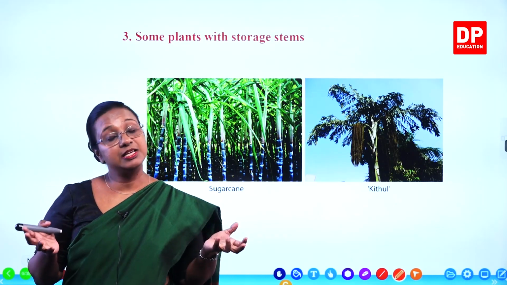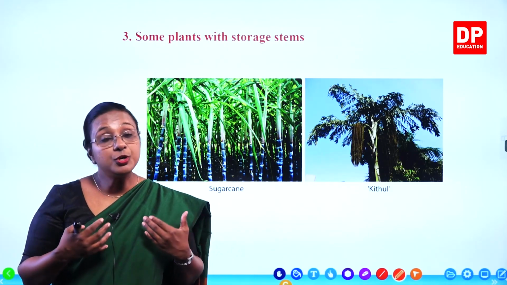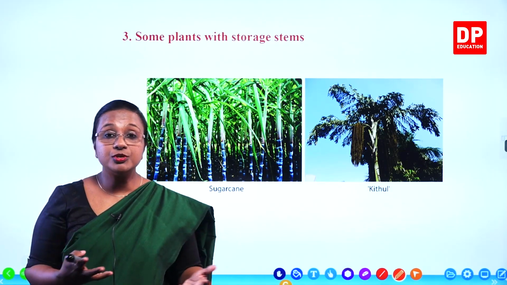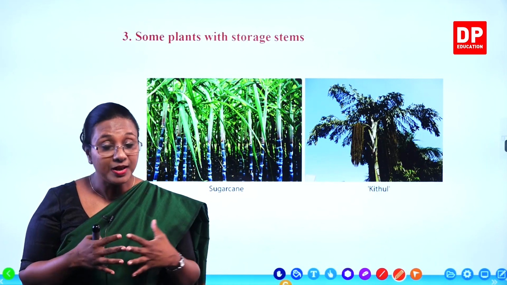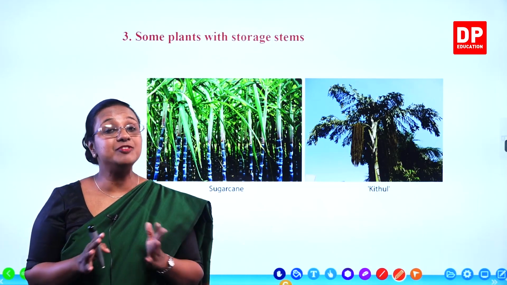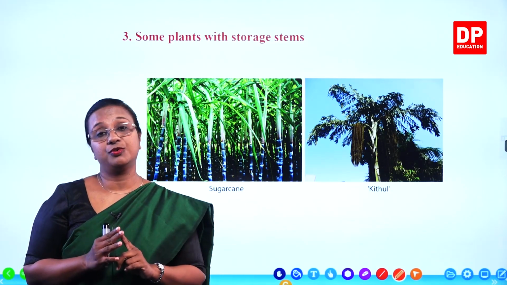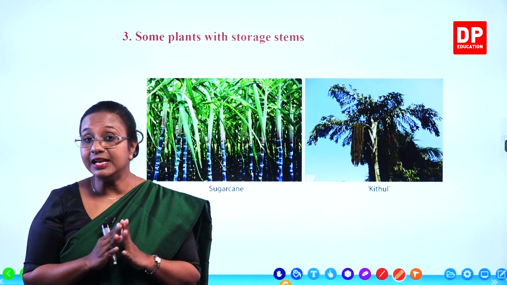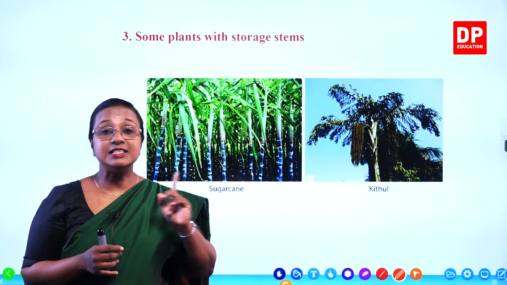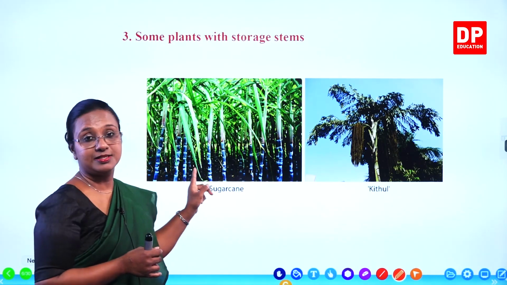Normally there is food storage in plants. That is why we consume many food items, vegetables, fruits, yams, rice, everything, cereals from plants, because they have stored food. Now we are looking at stems that store food, because normally it's the fruits or the seeds that contain food. But here, the stem.